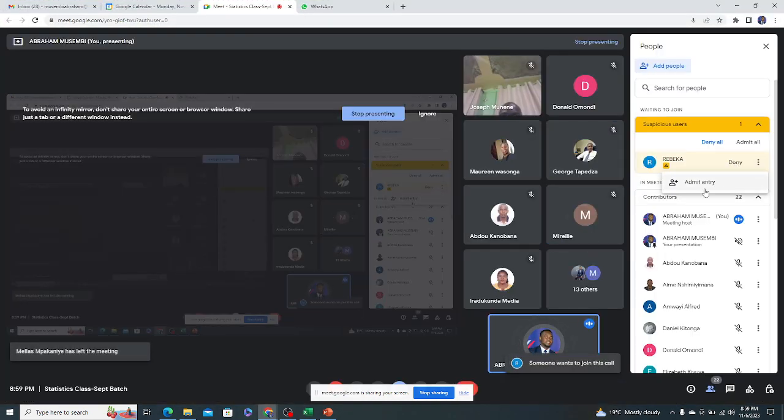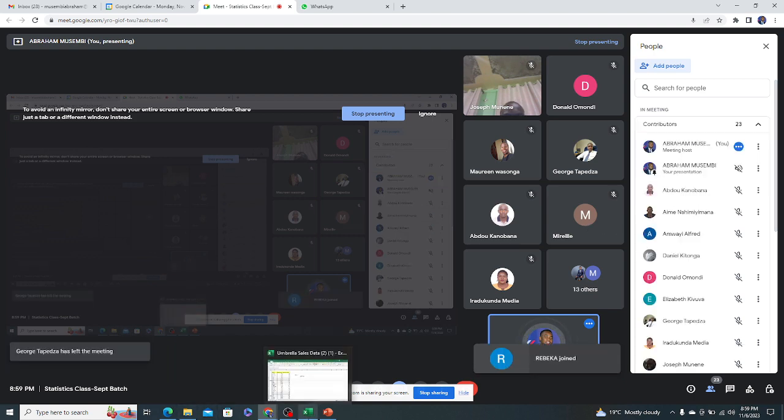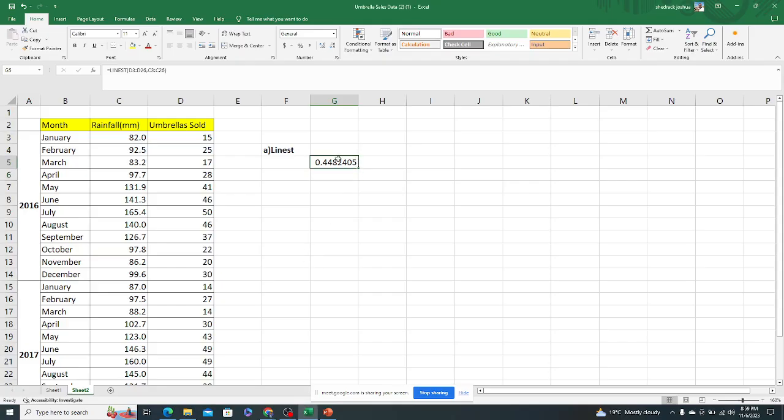For those who are using the latest Excel version, you will see two variables, two outputs. Unfortunately, on this laptop I don't have the most updated Excel, so that's why it is giving me only one value, but it should give you two values: the slope and the y-intercept. Someone can confirm that.